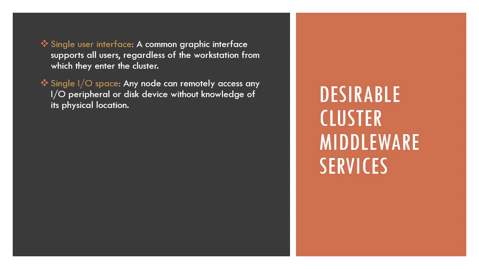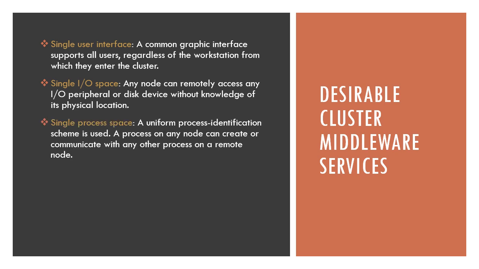Single I/O space. Any node can remotely access any I/O peripheral or disk device without knowledge of its physical location. Again, there are three computers in our cluster. Computer 1 is connected to a printer. This is the cluster's shared printer. So any node in the cluster can spool its files to this printer without worrying about whether it is directly connected to the printer.